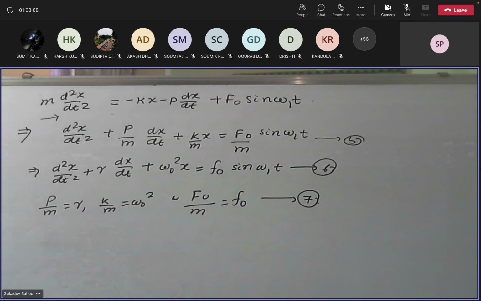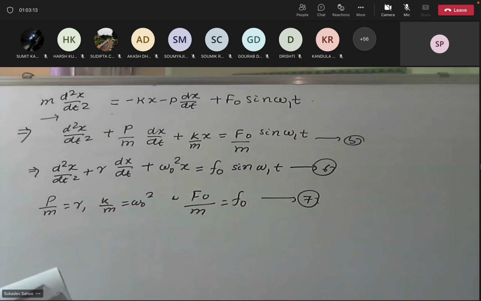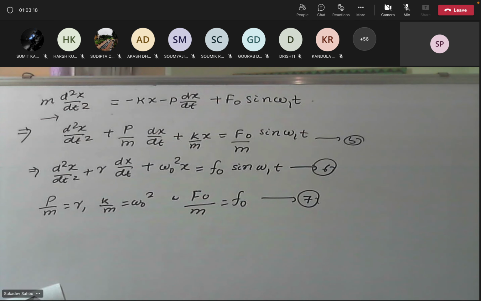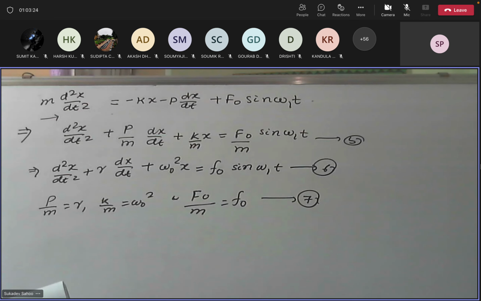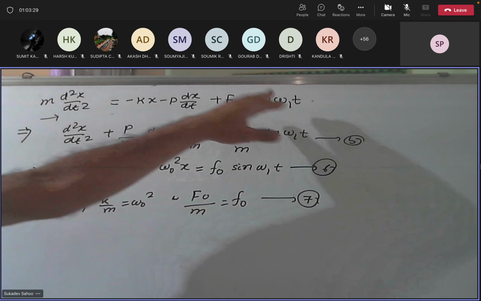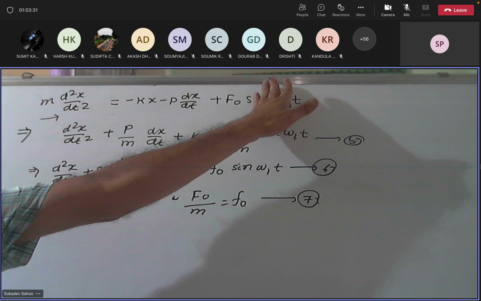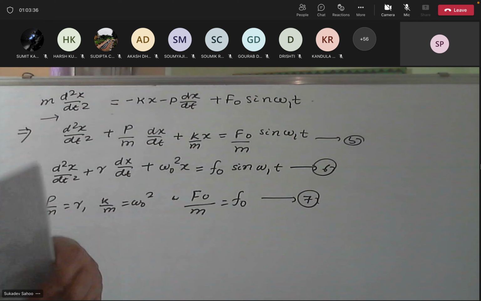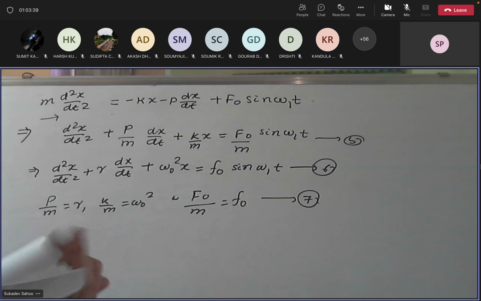This gamma equal to p by m is the damping force per unit velocity per unit mass. Omega 0 is the natural frequency of the body or the particle. Small f0 is the maximum force of the external periodic force per unit mass. What is the F0? The maximum value of sin omega t equals 1, so F0 is the maximum force. And small f0 is the maximum value of the external periodic force per unit mass.